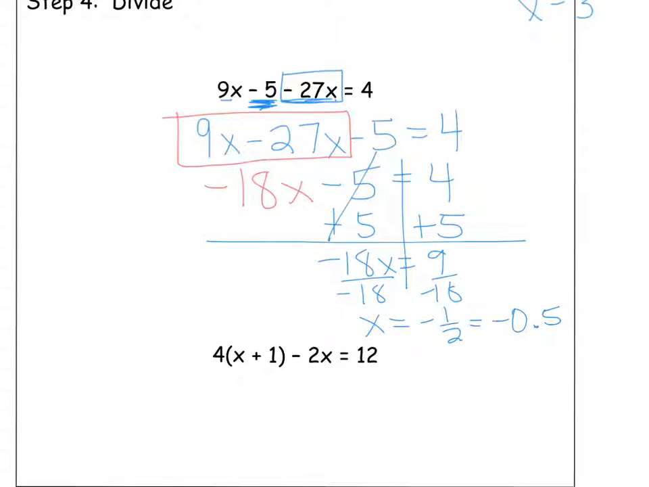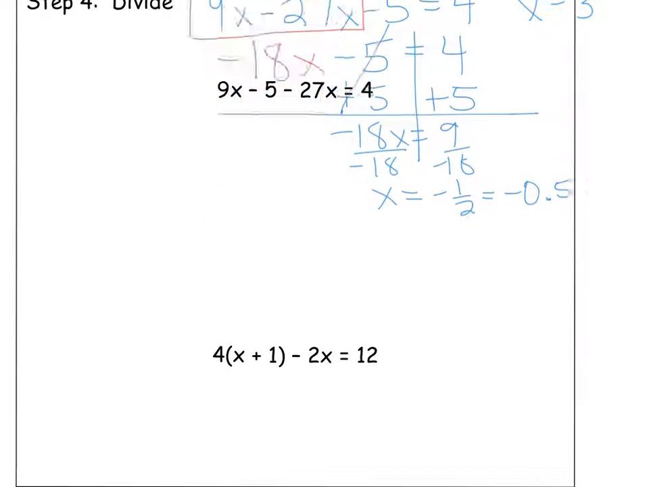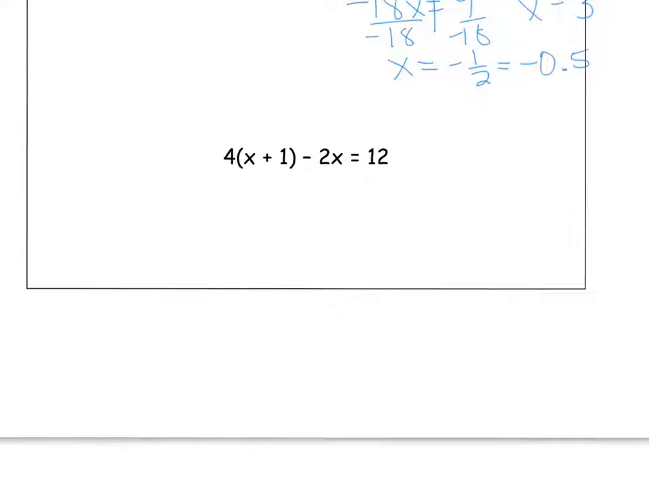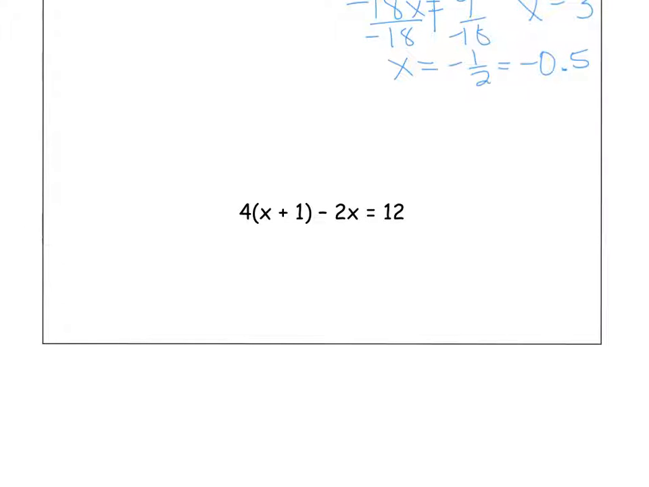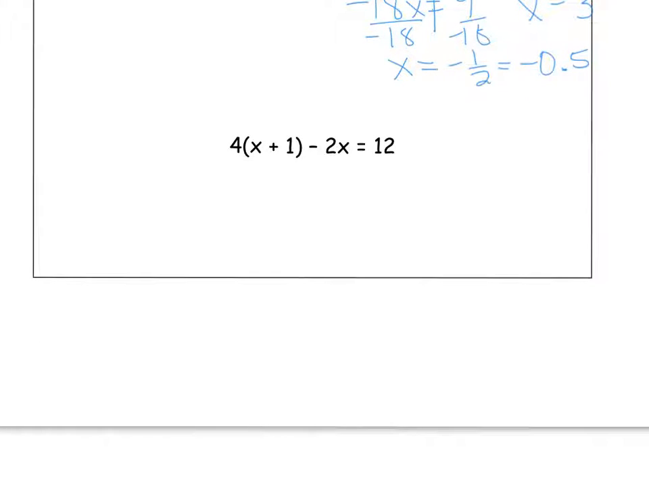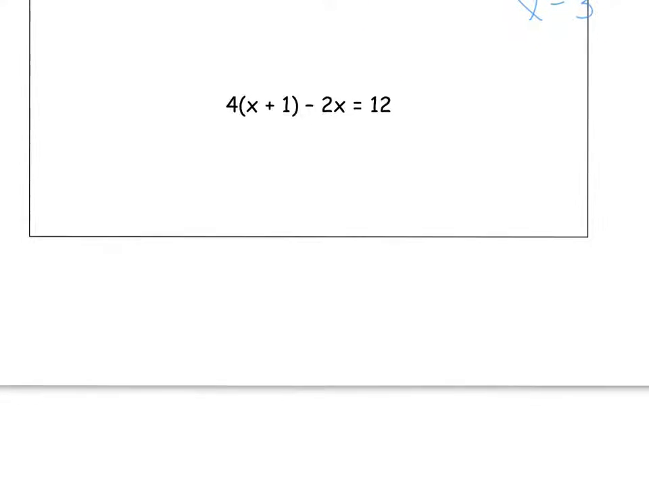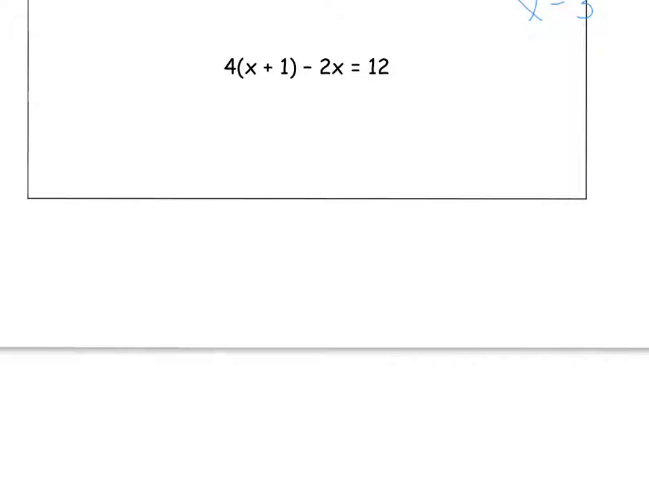My last problem here is a little different because I'm seeing parentheses. So that's giving me a clue that I actually have to use both properties in order to be able to solve. So if I have 4 parentheses x plus 1, I have to distribute. 4 times x is 4x. And 4 times positive 1 is positive 4. And then I have minus 2x equals 12.